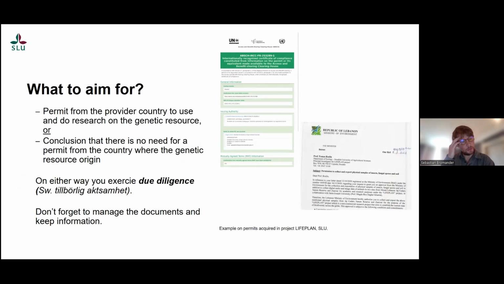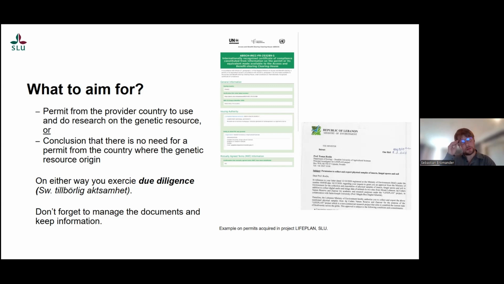And then, what's the goal? This is it: you want to get a permit, and it can look like this. I'll give some example here. Or a conclusion that you can be sure to say, there is no need for a permit from the country where the genetic resources come from, like Sweden. And in both ways, you show the due diligence that I mentioned earlier, and you stay compliant. So this is how you work with it.